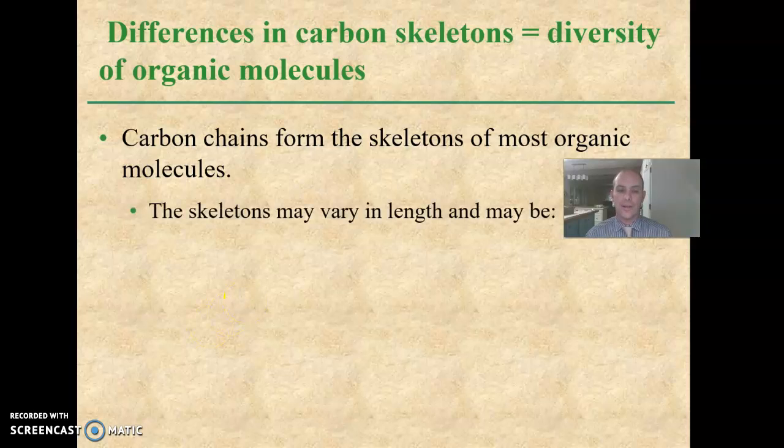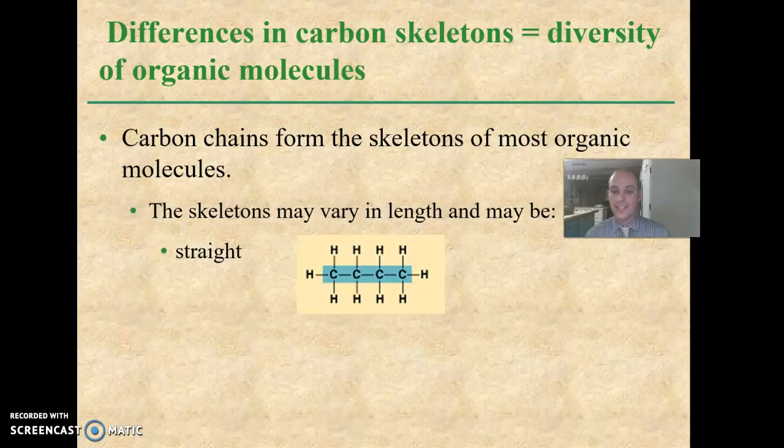Okay, the skeletons may vary in length and may be set up as follows. One, straight. So you should sketch this down there. The H's and the C's, the whole bit. All right, H, C, C, C. You'll notice that each C has 1, 2, 3, 4 bonds. Okay, we'll have 4 bonds in there. That's classified as straight, that one, because it looks like a straight line.